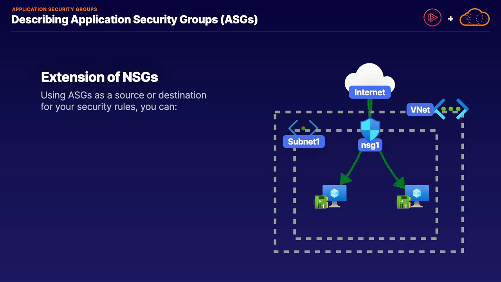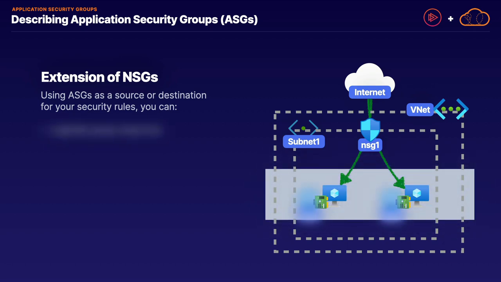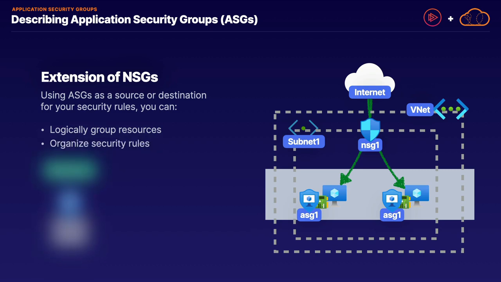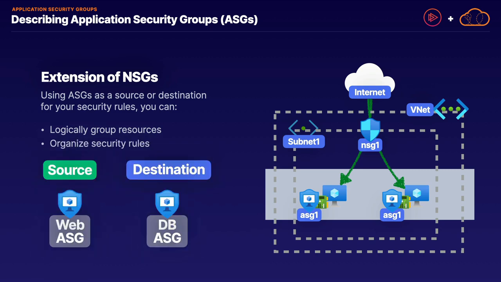Say, for example, we have that NSG1 at the subnet boundary. Well, we can use application security groups to logically group our resources so that when we're creating security rules, we can specify those security rules in such a way that we're using a source of an application security group or a destination of an application security group, so that our security rules are intelligent and have a way of understanding the tiers of our solution.